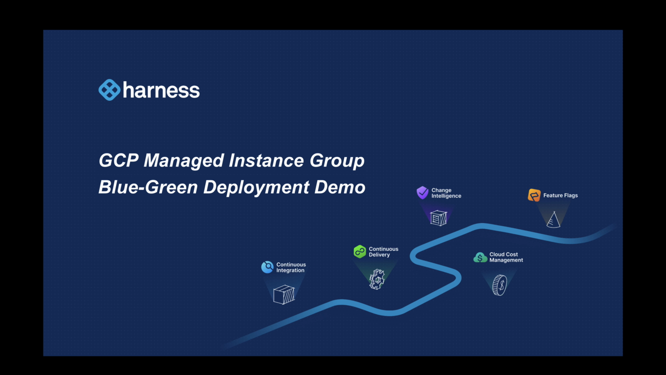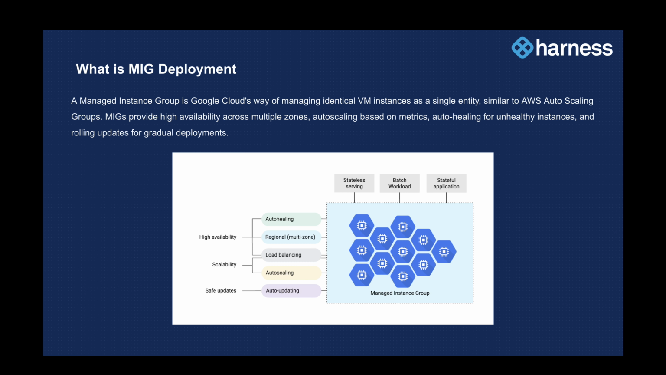Let's get started. Before we dive into the demo, let's quickly understand what we're working with. A Managed Instance Group, or MIG, is Google Cloud's way of managing identical VM instances as a single entity. If you're familiar with AWS, think of it like auto-scaling groups. MIGs provide high availability by distributing instances across multiple zones. They support auto-scaling based on CPU, memory, or custom metrics. They automatically replace unhealthy instances through auto-healing, and they enable rolling updates for gradual deployments.